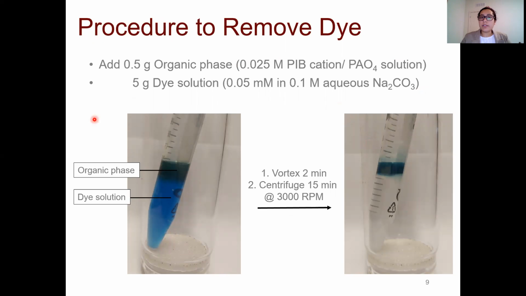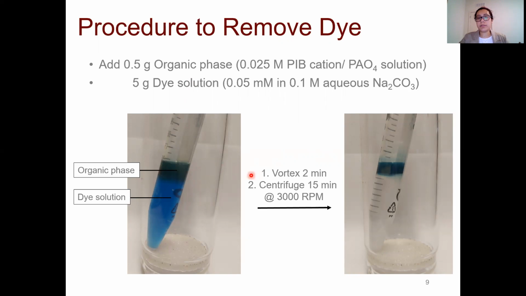So now the procedure that we follow to remove the dyes is, first, preparing the organic phase, which is a 0.025 molar solution of the PIB cation in PAO. I also prepare a dye solution in 0.1 molar aqueous sodium carbonate. What I do is I grab a test tube. Then I add 5 grams of the dye solution. In this case it's blue because I used a bromocresol dye solution. Then I add 0.5 grams of the organic phase.